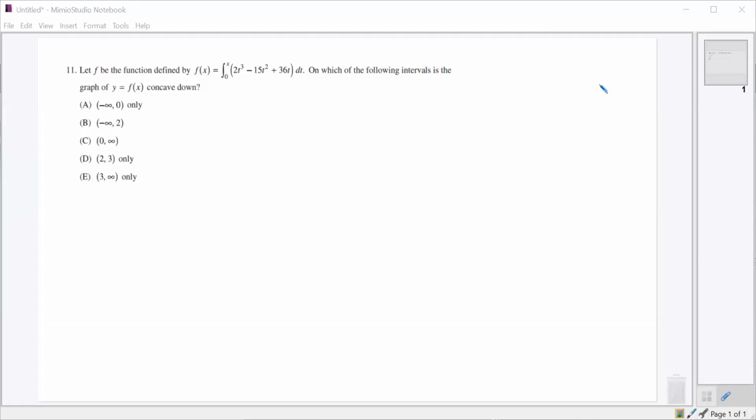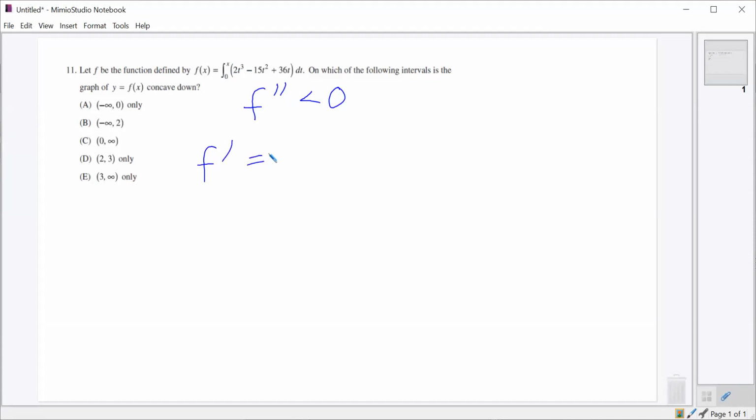All right. We have a function f of x, integral 0 to x, 2t cubed minus 15t squared plus 36t dt. When is f of x concave down? Well, f of x is concave down if f double prime is negative, right? So first off, we need to find f prime so that we can find f double prime.